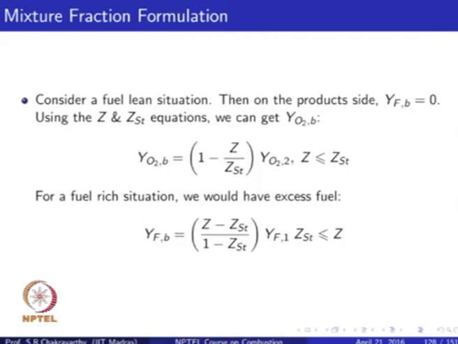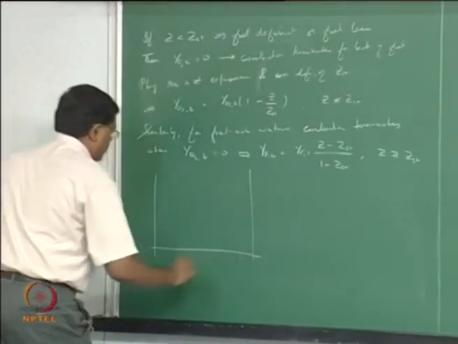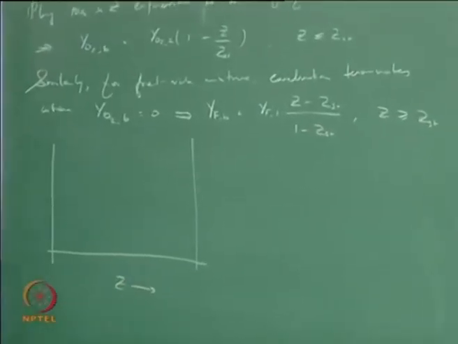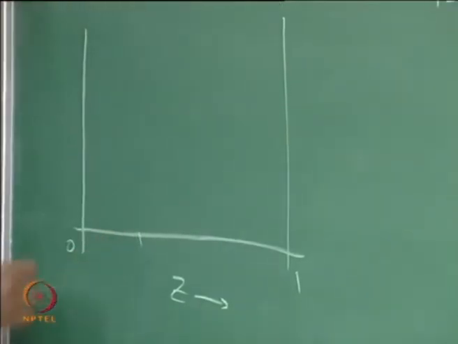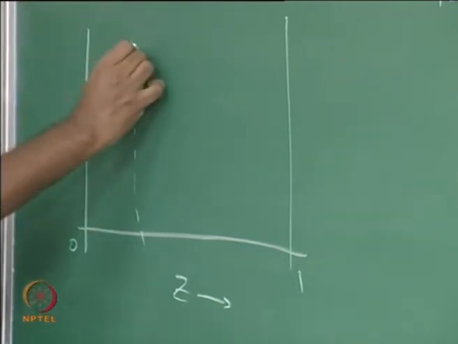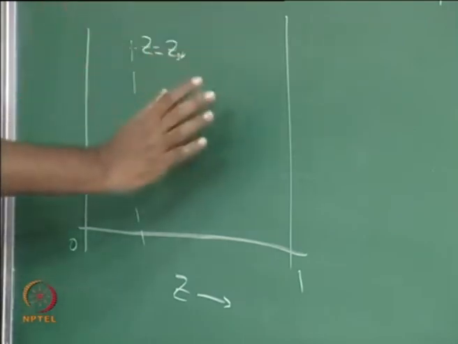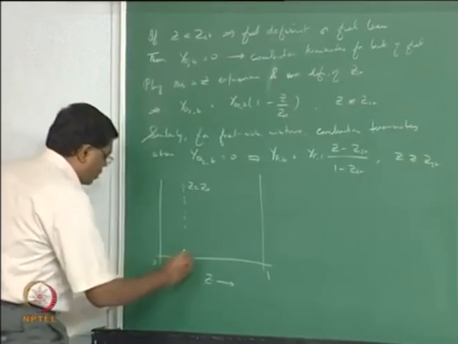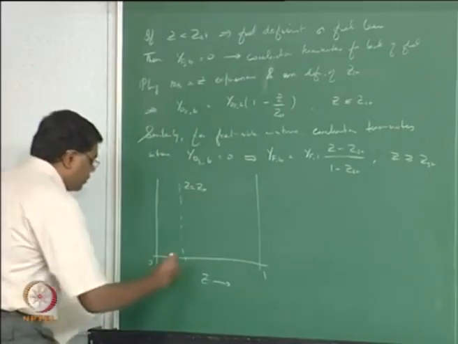That means we can now draw a picture similar to this. This is for the unburnt fuel and unburnt oxidizer in the mixing field, but we can now anticipate how the burnt fuel and burnt oxidizer should look. If you have Z going on the horizontal axis from 0 to 1, somewhere in there you should be able to locate Z equal to ZST. Now that becomes an important thing, whether we are on this side of ZST or that side, because this corresponds to a fuel lean situation, and that corresponds to an oxidizer lean situation. Therefore, YFB is valid only for Z greater than ZST, right? On this side your YFB is equal to 0.